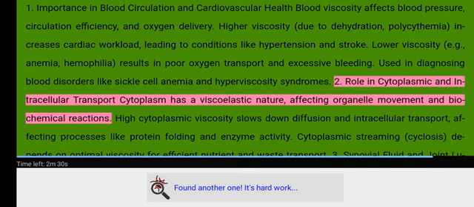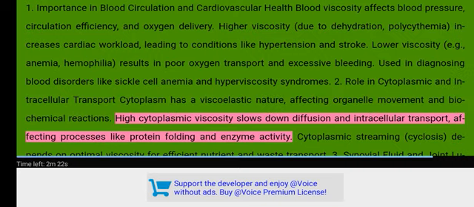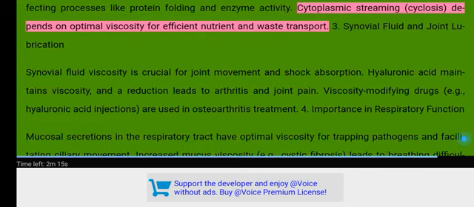2. Role in cytoplasmic and intracellular transport. Cytoplasm has a viscoelastic nature, affecting organelle movement and biochemical reactions. High cytoplasmic viscosity slows down diffusion and intracellular transport, affecting processes like protein folding and enzyme activity. Cytoplasmic streaming, cyclosis, depends on optimal viscosity for efficient nutrient and waste transport.